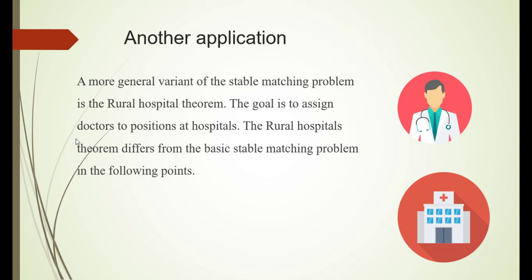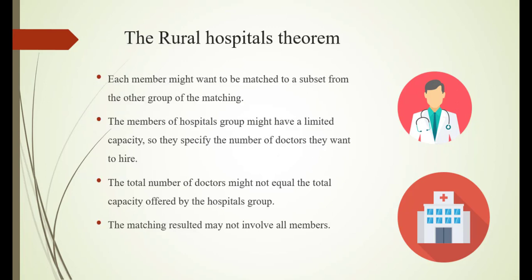Now let's see another application of the stable marriage problem. A more general variant of the stable marriage problem is the rural hospital theorem, and the goal is to assign doctors to positions at hospitals. The rural hospital theorem differs from the basic stable matching problem in the following points.